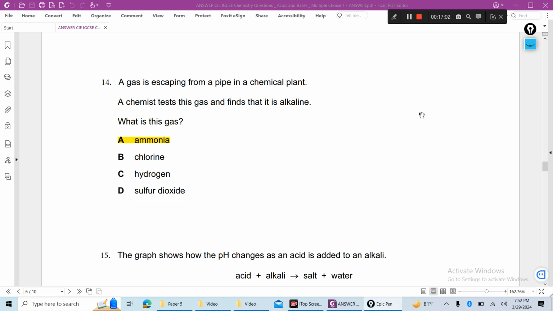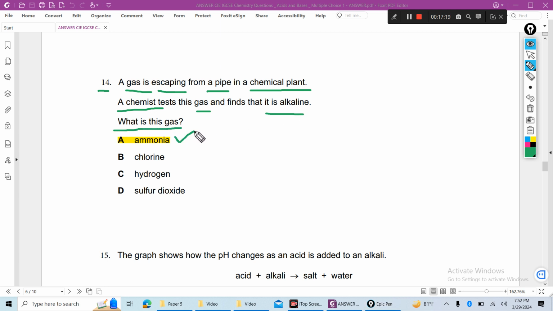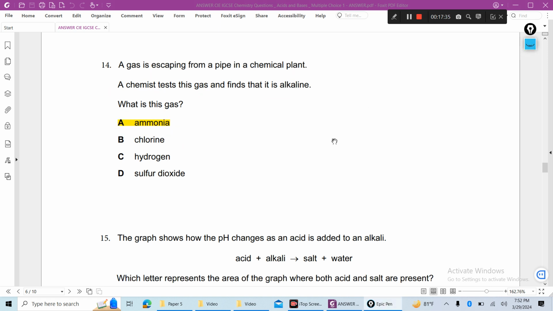Next, a gas is escaping from a pipe in a chemical plant. A chemist tests the gas and finds that the gas is alkaline. What is the gas? Ammonia is an alkaline gas, you know. Sulfur dioxide is acidic. So this is answer A. Ammonia gas is alkaline.